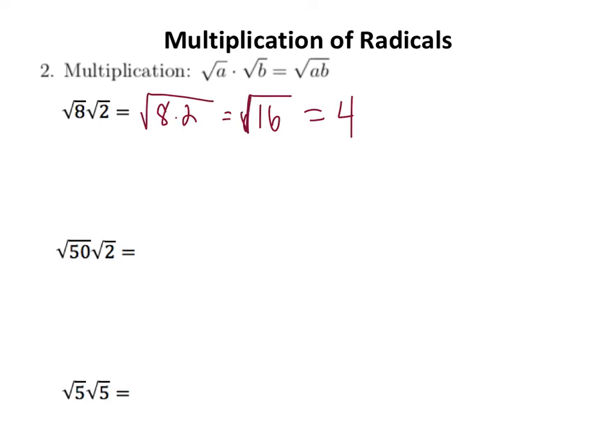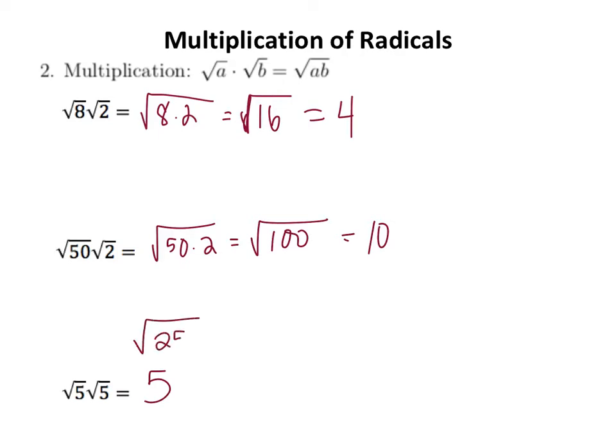And this next one, I'll do the same thing. The square root of 50 times 2. That's equal to 100, right? The square root of 100 is 10. This is what we said over here. We said that a square root multiplied by itself is just equal to the number inside. So the square root of 5 times the square root of 5 is just equal to 5. Or you could have put the square root of 25, and the square root of 25 is just 5. So either way, it doesn't matter.